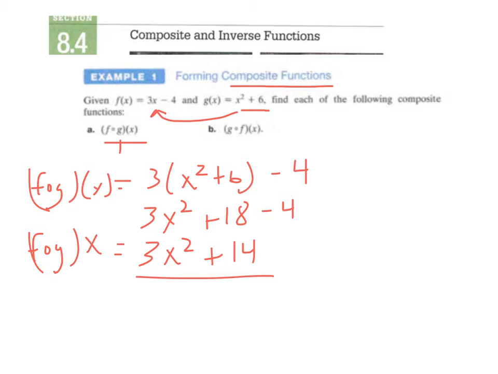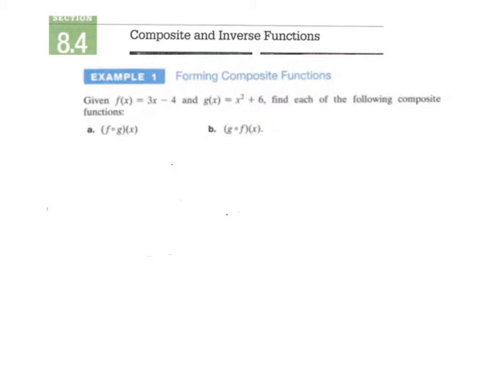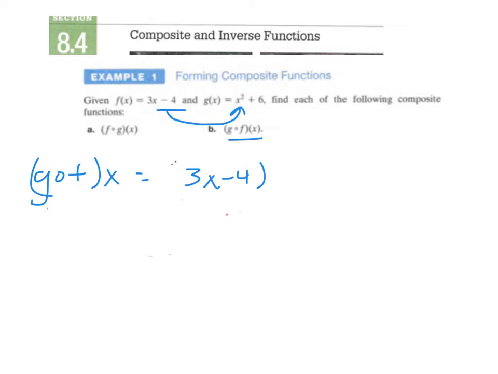is this. Now, we can do the opposite one too. If I go g of f, I'm going to take the f function, and I'm going to substitute where I see the x in the other g function. So g composite f means I'm going to take wherever I see x and put 3x minus 4. So 3x minus 4, and that gets squared because I'm just replacing the x, plus 6.